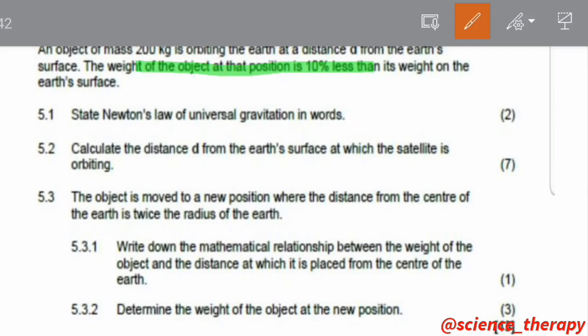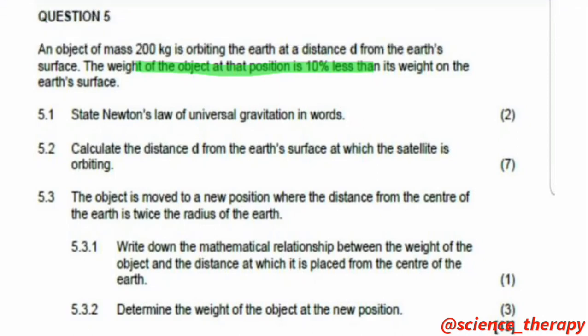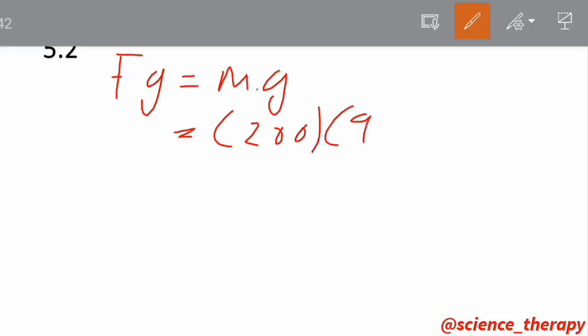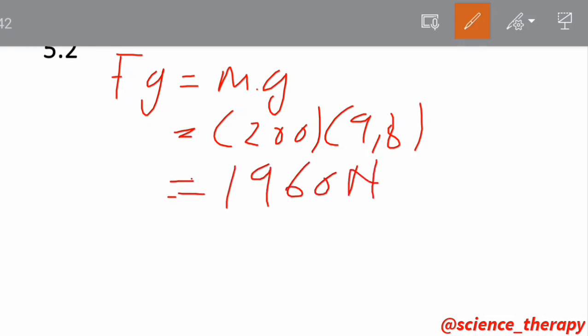But before we can find that 10% difference, let's first calculate the actual weight when it's on the Earth's surface, right? So we have 200 kg, and we know to calculate the weight, Fg is equal to m times g, right? Remember, weight is the same as the gravitational force. Then we have 200 multiplied by 9.8, which gives 1960 newtons. So this is 100% of the weight, right?